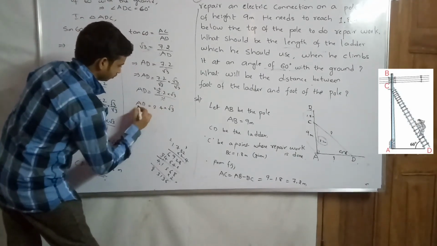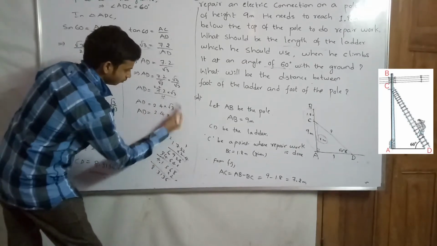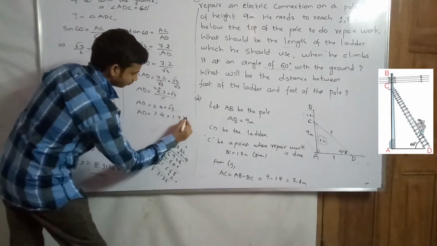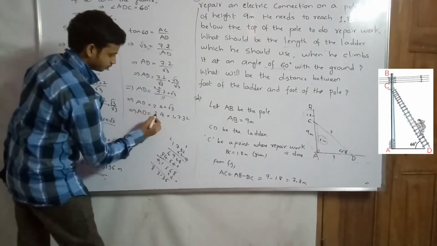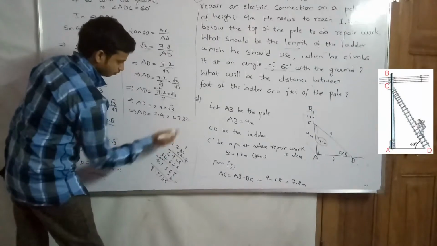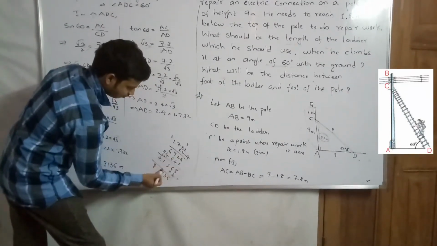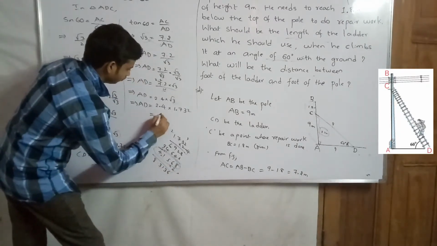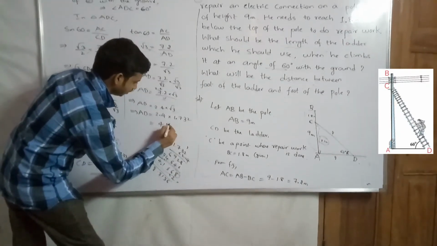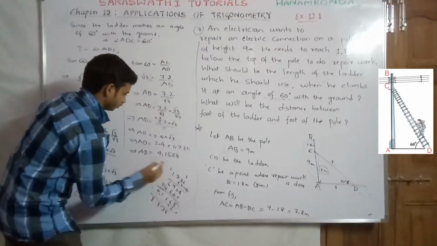So AD equals 2.4 into, root 3 value we can substitute 1.732. So 1.732 we have substituted. So 2.4 into 1.732. So here we have obtained the value 4.1568. So this is the answer.